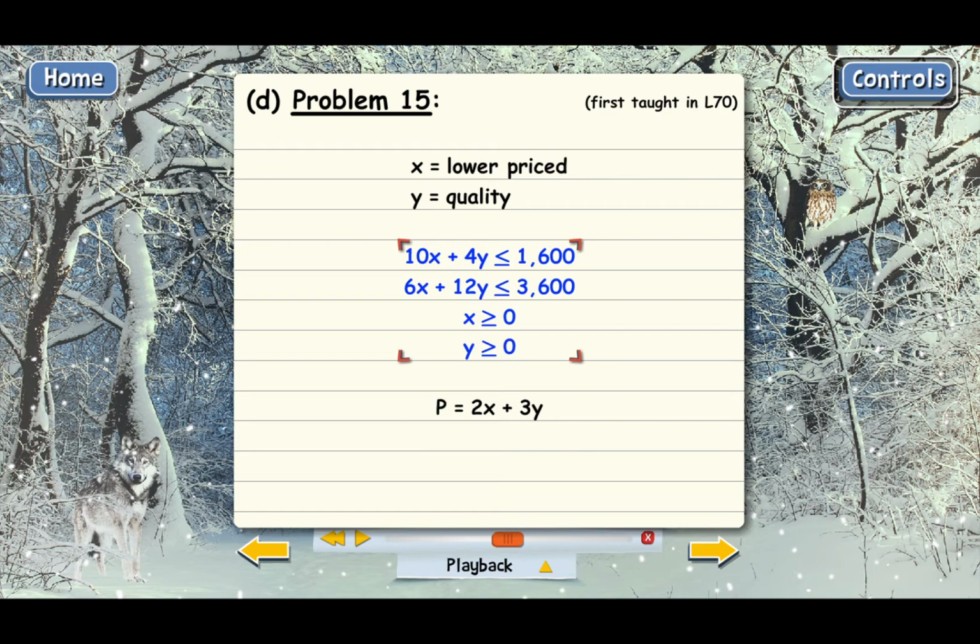The next step is to graph all 4 of these inequalities on the same plane but as equations. So instead of having the less than or equal to signs and the greater than or equal to signs, we're just going to change these all to equal signs.